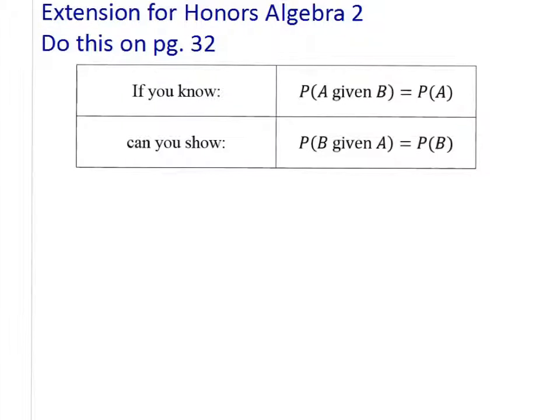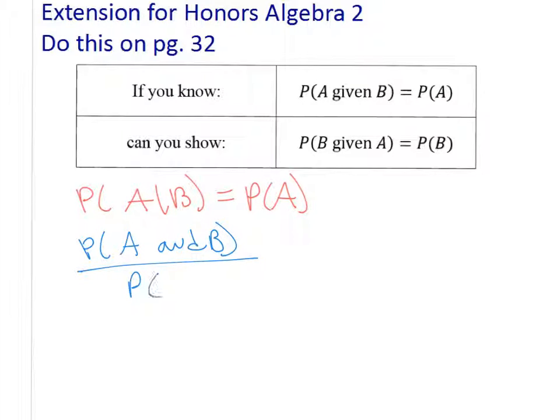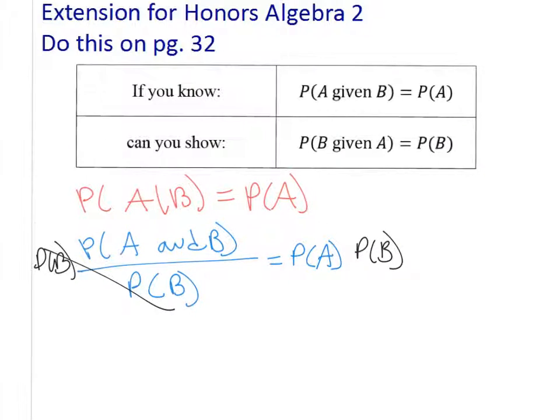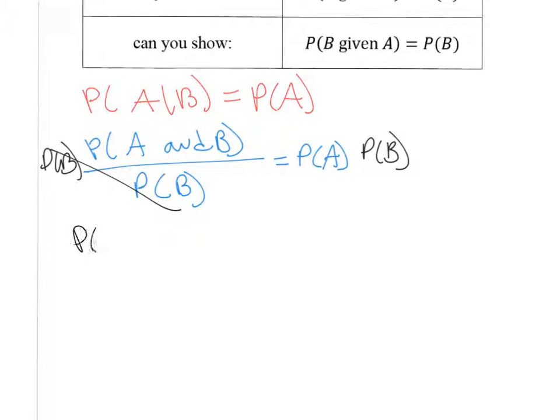So let's start with what we know. We know that the probability of A given B is the probability of A. That's our given. We saw earlier, we can rewrite this conditional probability as the probability of A and B all over the probability of B. And if we manipulate that around, we can multiply the probability of B to the right side here and get the probability of A and B is the probability of A times the probability of B.